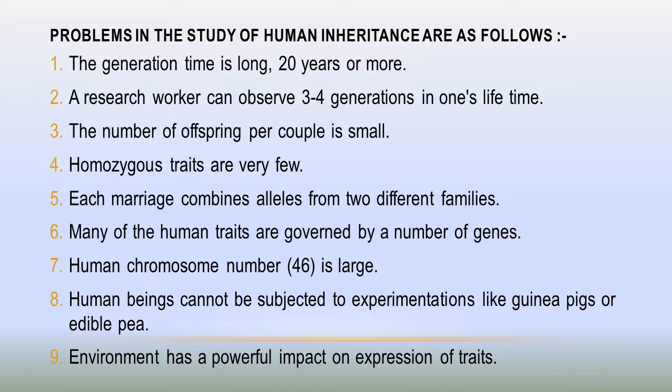Besides this, many human traits are governed by a large number of genes. We also have a large number of chromosomes, near about 46. And there is also an impact of environment on the expression of genes in humans. So that's why in humans we use pedigree analysis. We are not able to use experiments like Mendel used to study the inheritance of peas on human beings. So it is an easy way to study human inheritance.